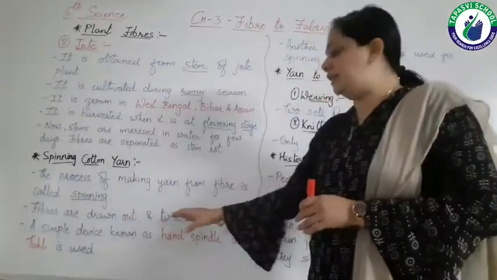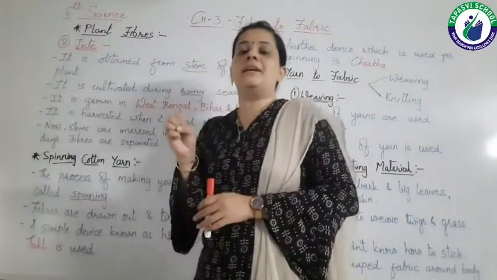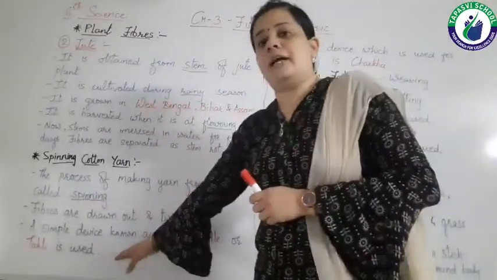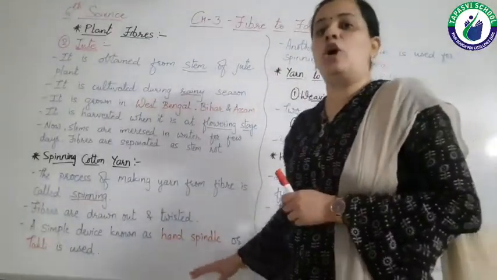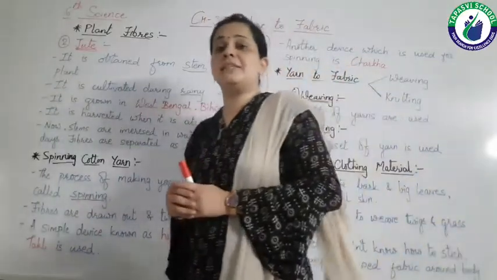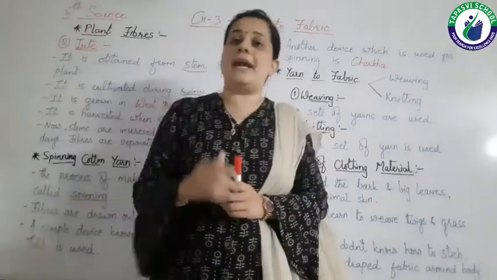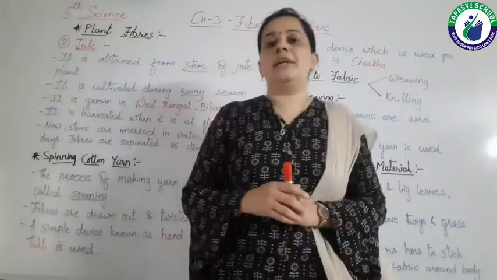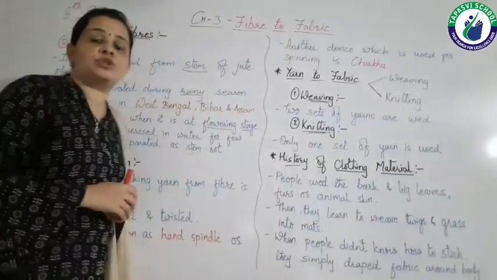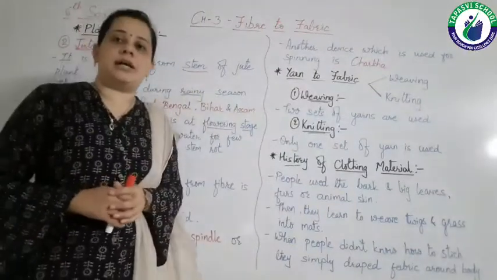So spinning is the process to make the yarn. Fibers are drawn out and twisted. When we take the fibers, okay, so fibers are drawn out and then they are twisted. A simple device known as hand spindle or takli is used to do this. Meaning spinning is done with the help of a simple device which can be used by hand, known as hand spindle or takli. Another simple device which is used for spinning is charkha. You might have heard about charkha.